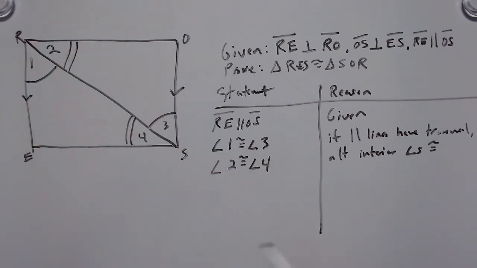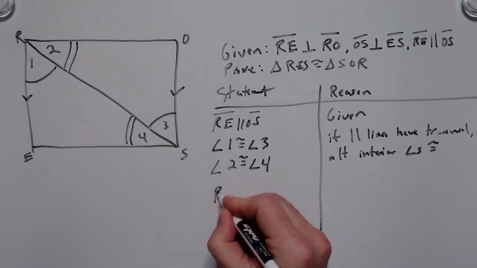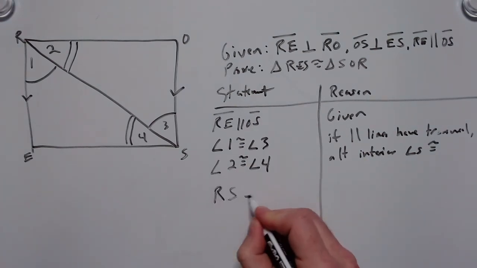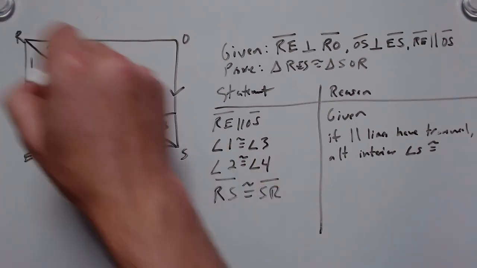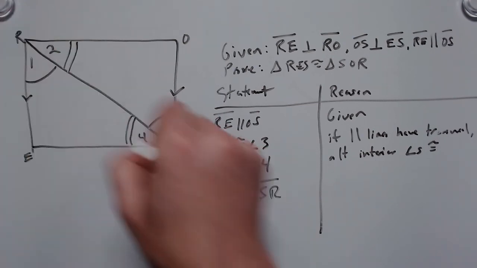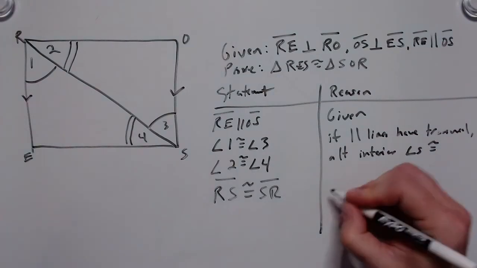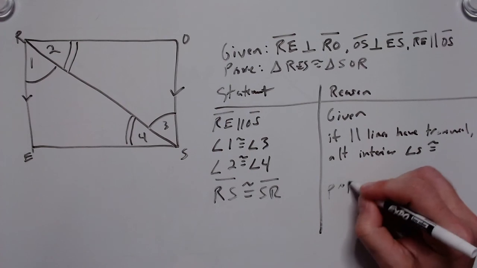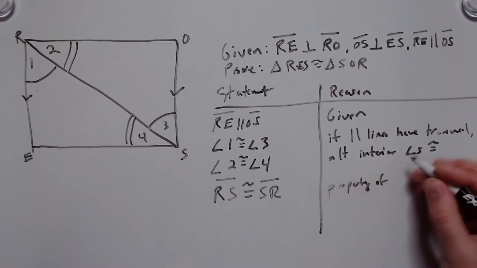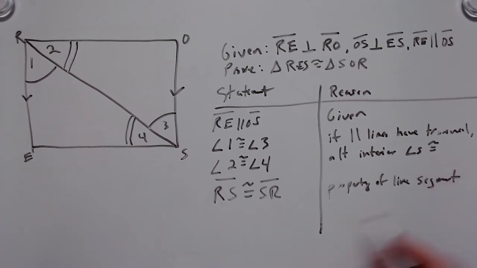Well, just like the last problem we solved before we cleaned the whiteboard, we have a common side. So this looks kind of weird. I'm going to say that RS is congruent to SR, these segments. RS of this triangle, right, is congruent to SR of this triangle. So you almost want to say the reason is common sense, but you could say property of line segment, right? This segment has to be congruent to this segment because they're the same segment.